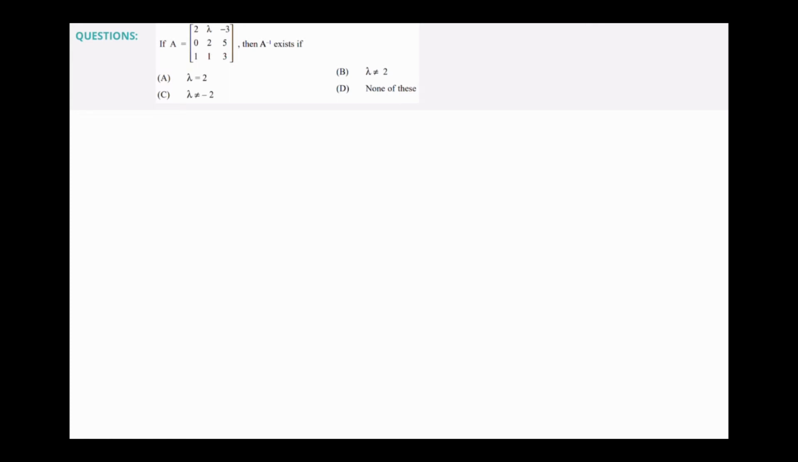Now in this question, they're telling us to find the value of lambda for which A inverse exists. Now for A inverse to exist, what will happen? The det A should not be equal to 0. So what we'll do, we'll try to directly expand it. Okay, correct. Or we can make a bit more zeros. So if I make a bit more zeros, what do you say? We can make this one as 0, correct? And anything else? No.